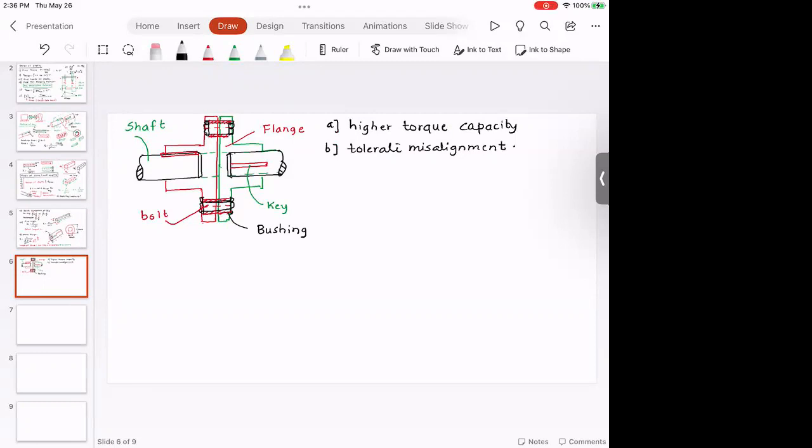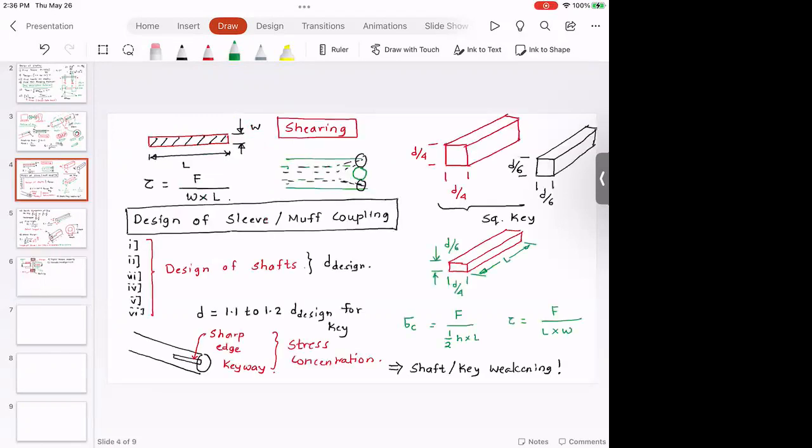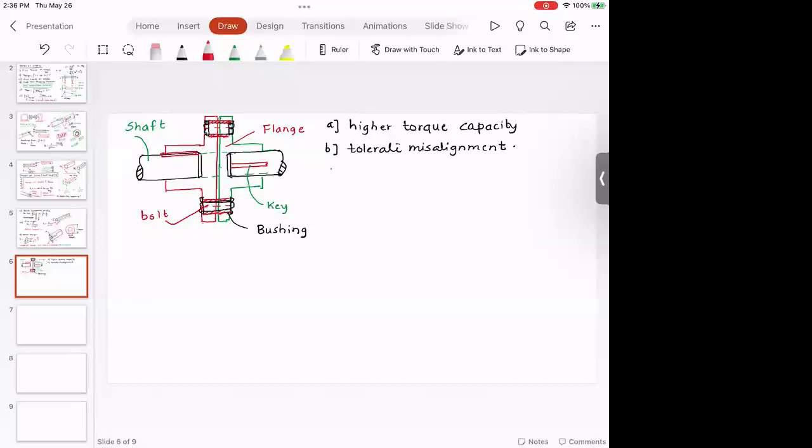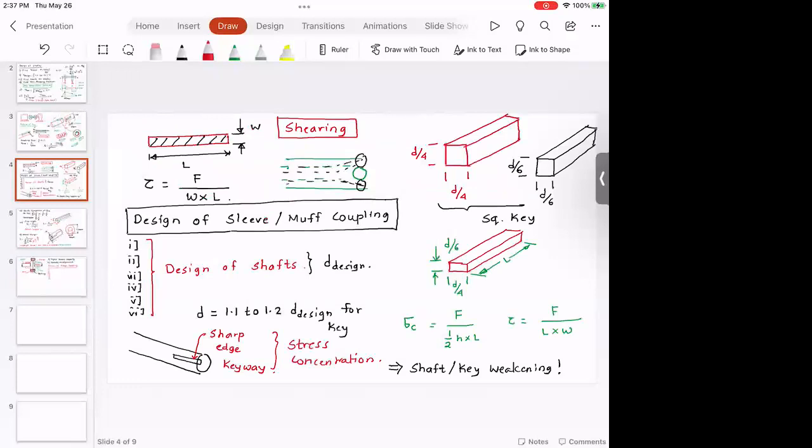Now, believe it or not, design steps are same as the muff coupling. So I'm going to start with what we have designed earlier. So we will start with the design of shafts. So the first 6 steps are going to remain the same. So design of flange coupling. So step 1, step 2, step 3, step 4, step 5, step 6. Those are the design of shafts.